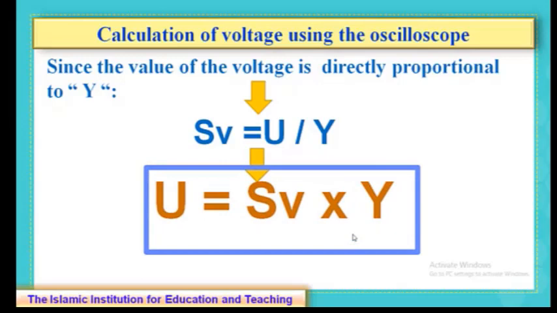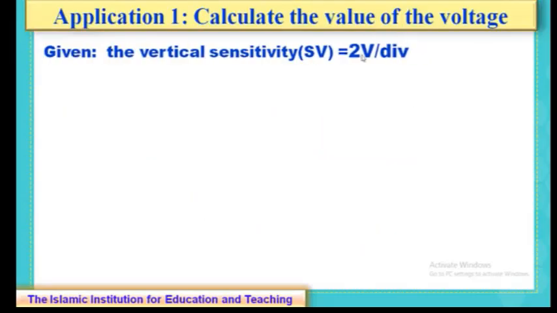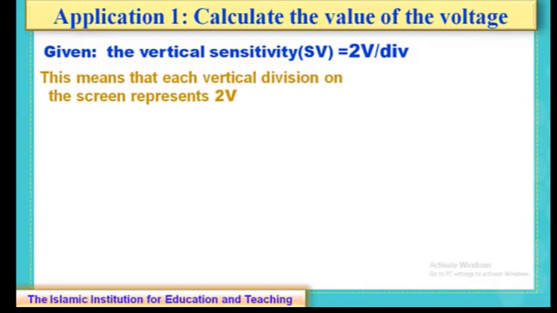Let's solve together application number 1. Calculate the value of the voltage. Given the vertical sensitivity, or SV, equals 2 volt per division. This vertical sensitivity means that each vertical division on the screen represents 2 volt.